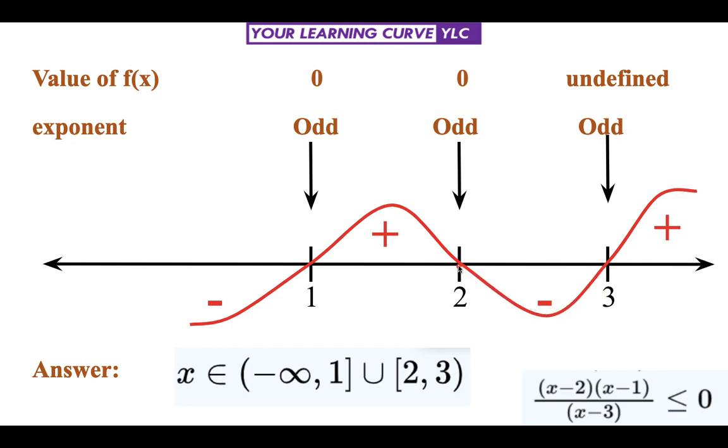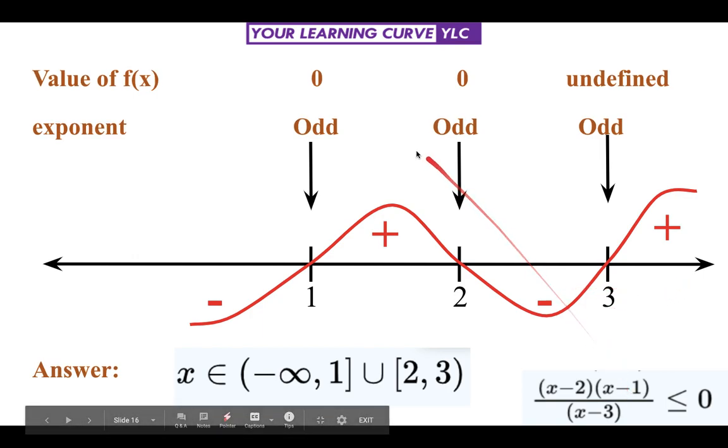Then we will reach the next factor. We observe the power as odd, hence we have to change the sign. It was negative before, so we'll have to make it positive. It goes from minus to plus. Then we come to factor 1, the last factor. The power is odd, so we change the sign again from positive to negative. So when we go from minus infinity to 1, the function is negative. From 1 to 2 the function is positive, from 2 to 3 the function is negative, and from 3 to infinity it is positive.